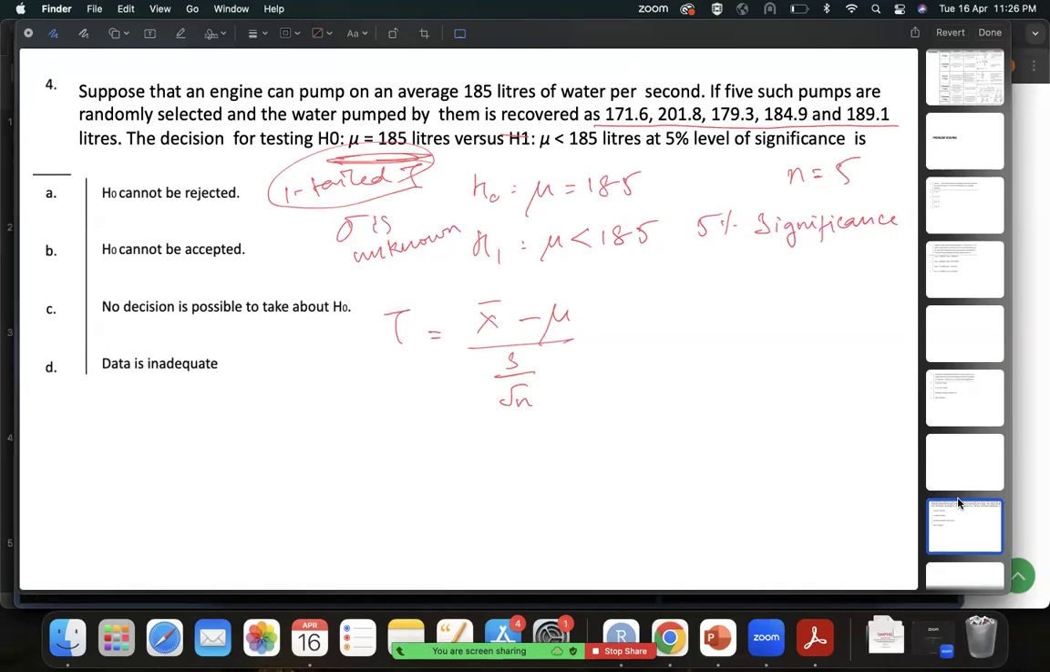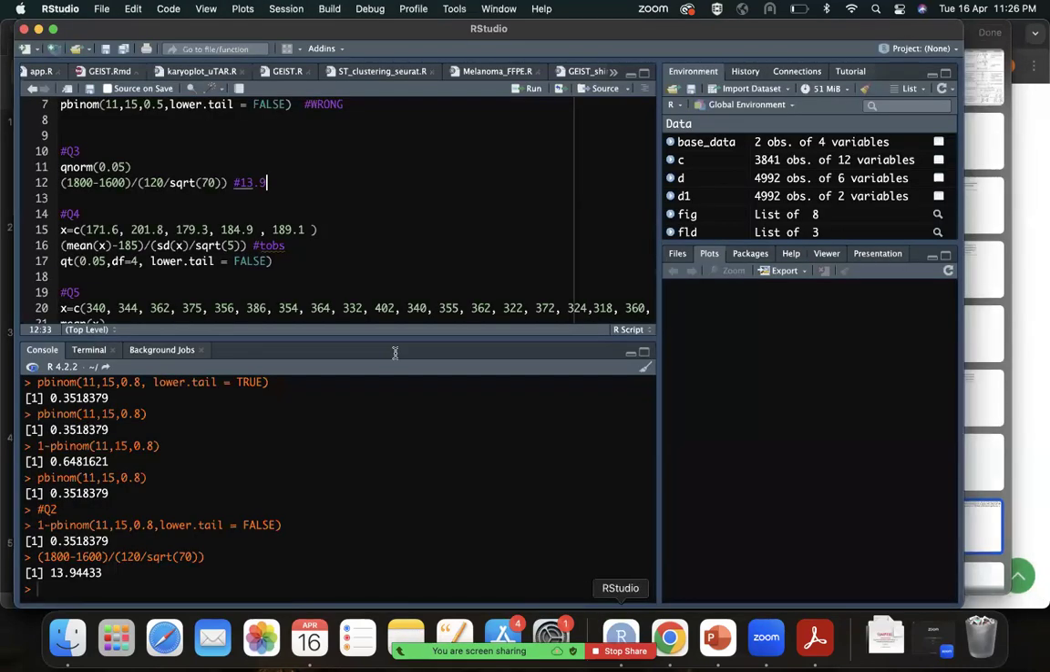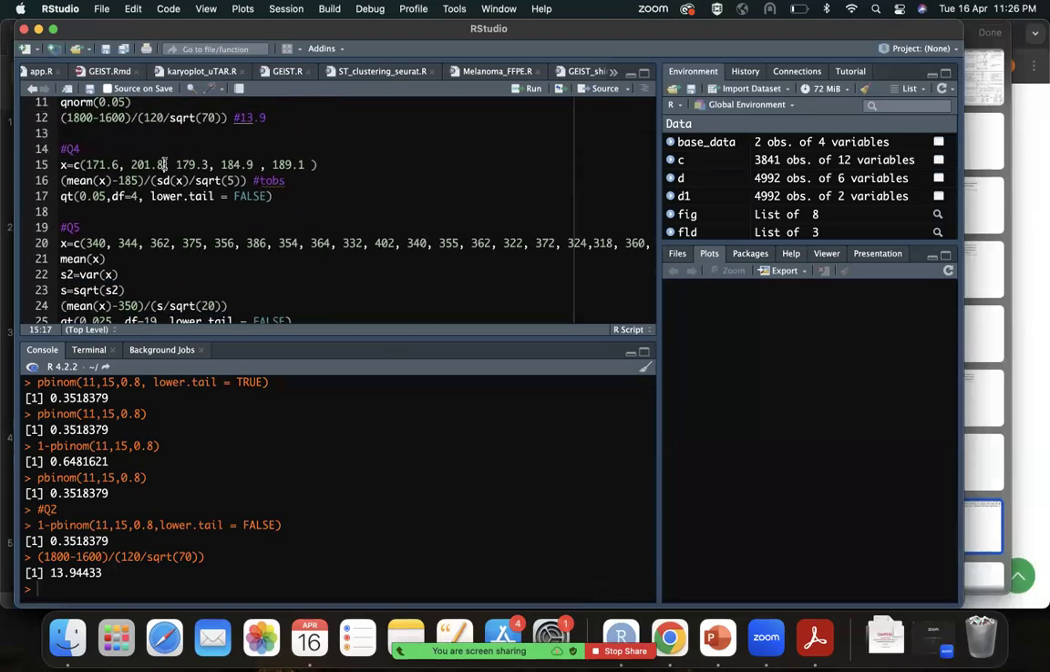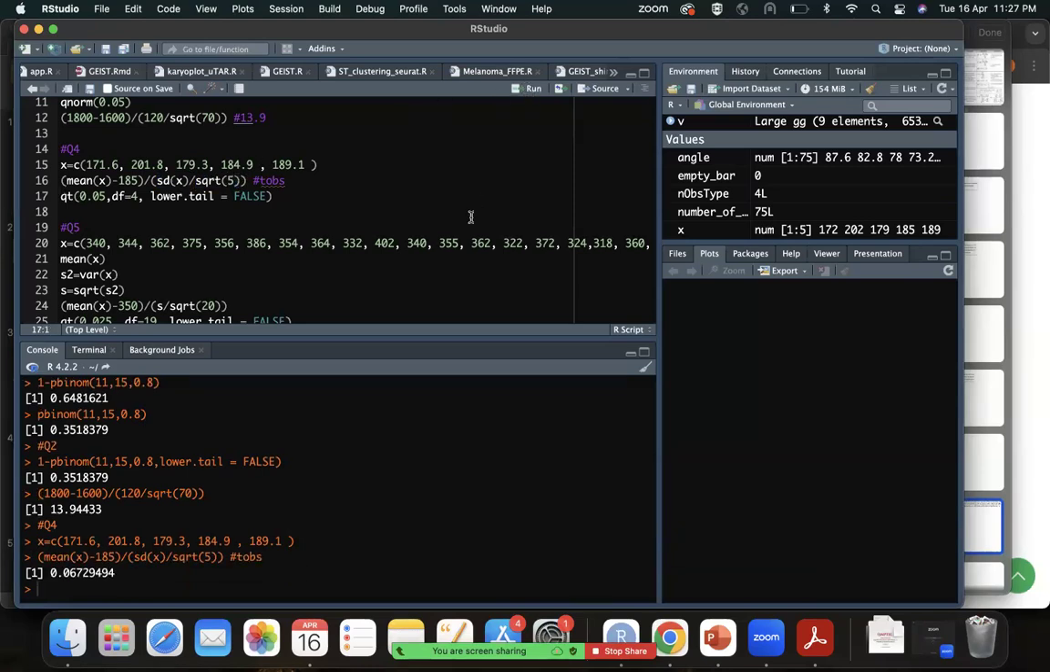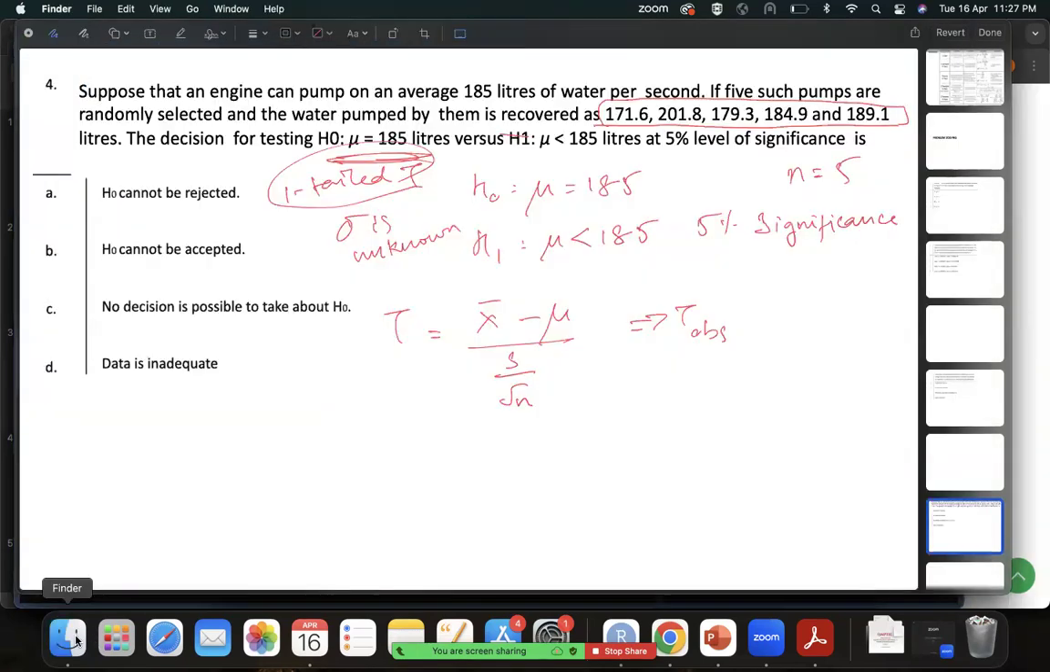X bar you have to calculate from this. You can calculate it with R. Question number 4: this is your X. We run it. X bar is basically your mean of X, and mu is 185, it's given. S is your standard deviation of X, divided by square root of N. N is 5. So you just run this and you get 0.067. So T observed is equal to 0.067.